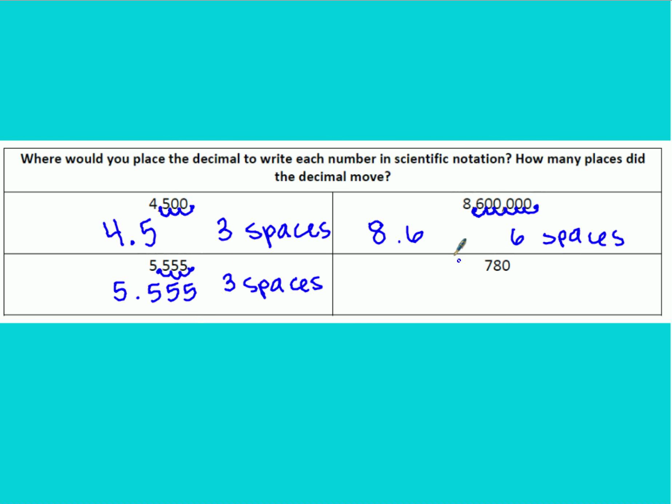In our last example, when we read from left to right, our decimal would end up behind the 7, so we made 7.8. In 780, it would have started here. That means we're just moving it 2 spaces.